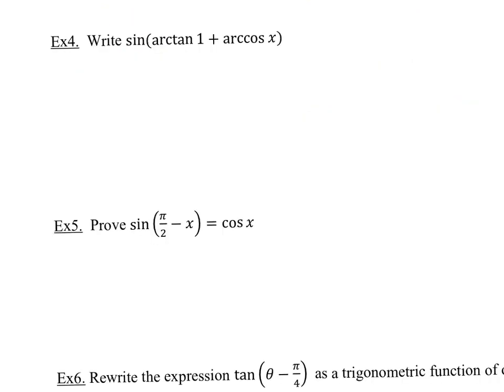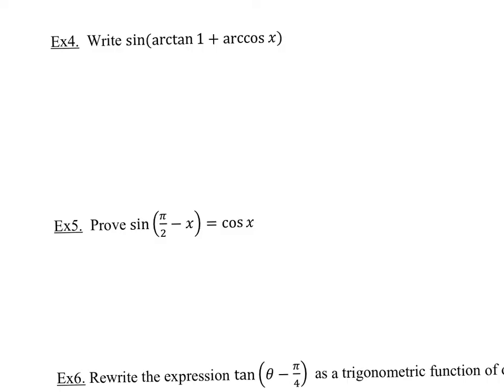Okay, now for example 4, they would like us to rewrite or simplify the sine of arctangent 1 plus arc cosine of x. They're again trying to get you to use what we learned last chapter along with the new formulas that we're learning right now. So this is the sine of something plus something, so that's my u plus v. So I'm using the sine of u plus v formula.